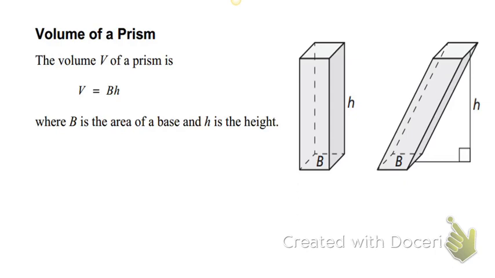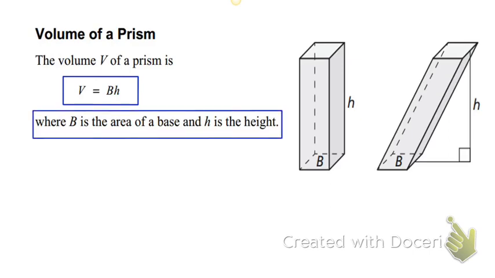If it's a rectangle, it's the area of a rectangle. If it's a trapezoid, it's the area of a trapezoid. If it's a square, it's the area of a square. A triangle, it's the area of a triangle. Times the height of the prism. So capital B means base area. Lowercase b means the height of the actual base.